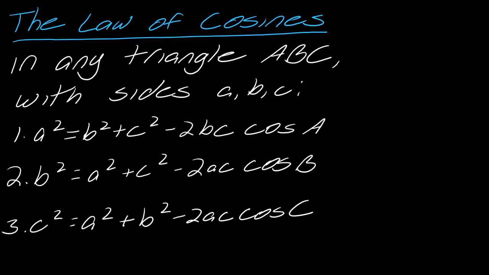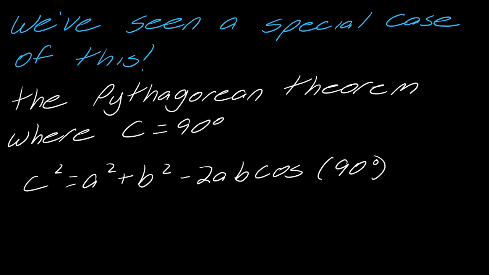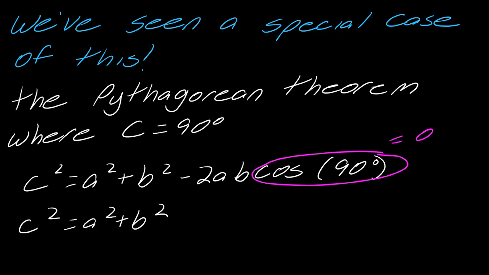If I go back to this little formula here, with right triangles we always call C the hypotenuse. Using this formula, I'm going to replace the angle C with 90 degrees. So what is cosine of 90? Well, cosine of 90 is 0, so this whole part here falls out. What am I left with? Our beloved c squared equals a squared plus b squared.